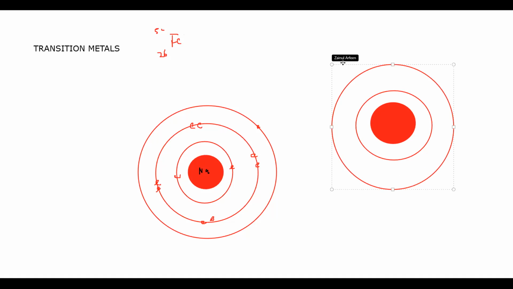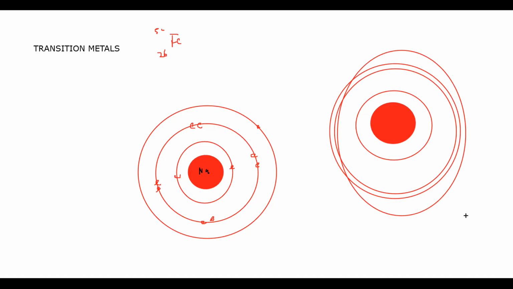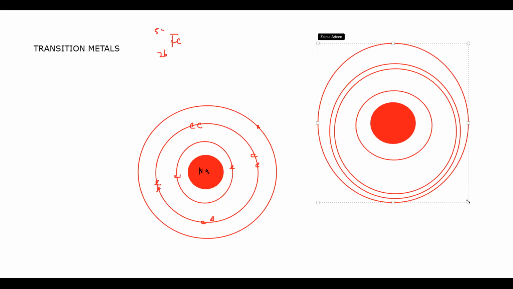The shells are relatively closer to each other. Almost the shells are overlapping. So as the number of shells increases, the distance between the shells decreases. So these electrons, because of the small gap, can move between the shells. They can move from one shell to another easily by themselves.